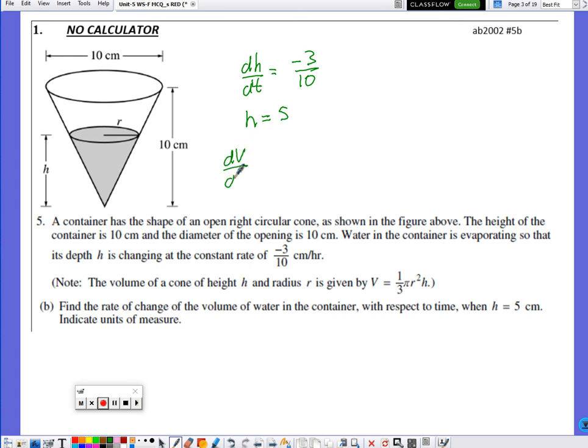dV/dt equals pi over 3 times (H 2R dR/dt plus R squared dH/dt). My problem is I don't know the radius and I don't know dR/dt. I'm missing these two.